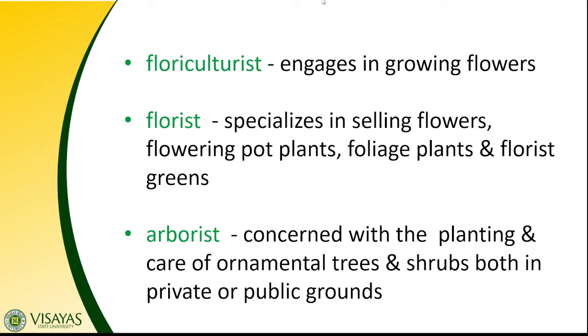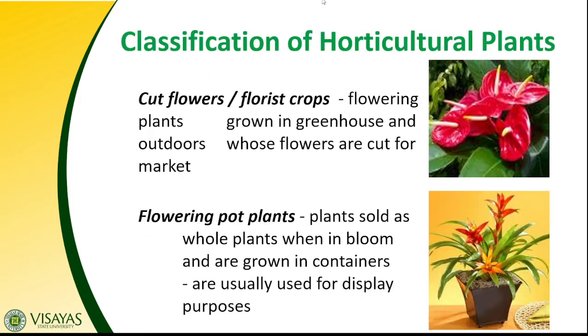Floriculturists are those who engage in growing flowers. So they plant flowering plants and take good care of them, and the florist, on the other hand, specializes in selling flowers, flowering pot plants, foliage plants, and forest greens. So take note of the difference. Floriculturists will do the culture, the planting, while the florist will do the selling of the flowers or flowering plants. The arborists, on the other hand, are people concerned with the planting and care of ornamental trees and shrubs, both in private and public grounds.